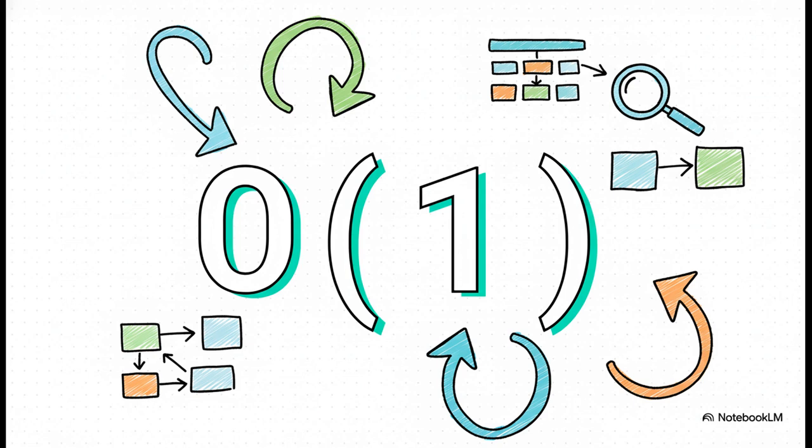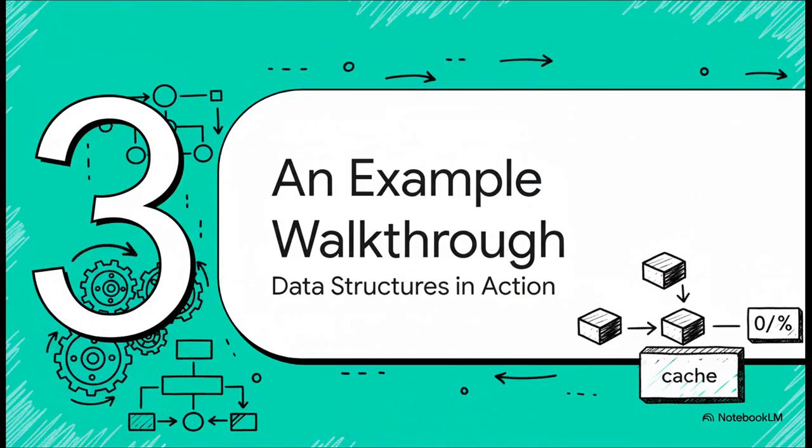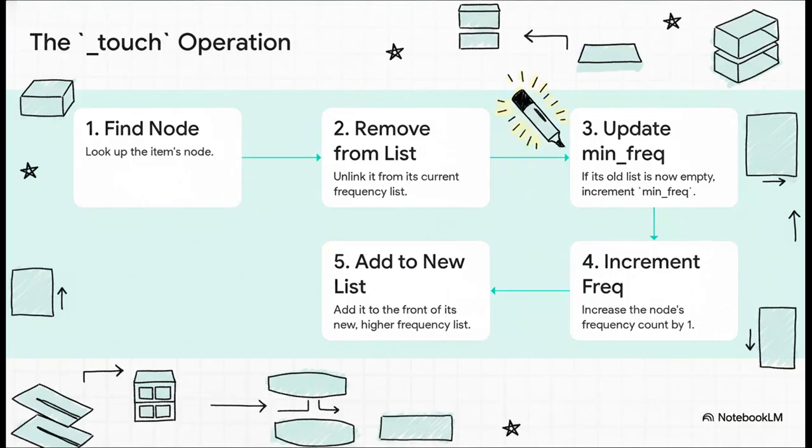It's just beautifully efficient. Okay, theory is great, but seeing this whole system in motion is what really makes it click. So let's just walk through a really simple example, step by step. So at the heart of everything is this little operation we can call touching an item. Every time we get or update something, we do these 5 things.